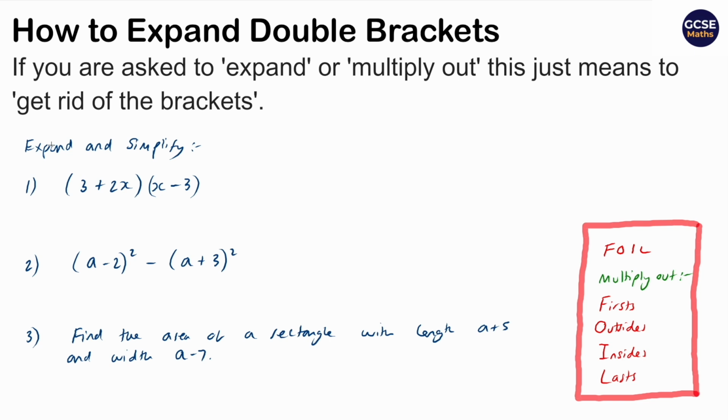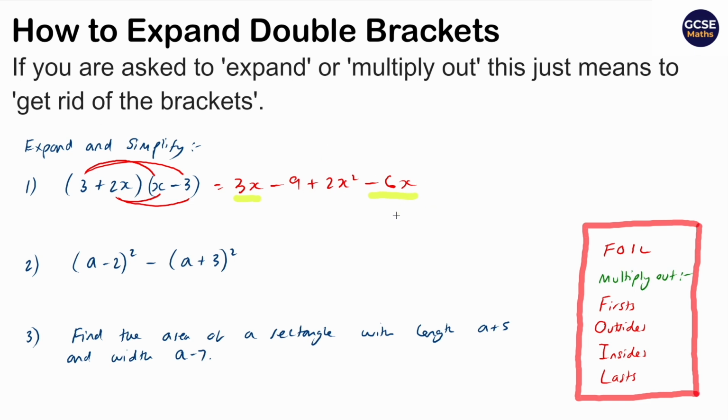Last three questions, expand and simplify. Let's just go through it, remembering FOIL. Notice the x is in a different place here. Doesn't matter though. So firsts, 3x, outsides, minus 9, insides, plus 2x squared, lasts, minus 6x. Let's look at the like terms. So we have got 3x and we have got a minus 6x.